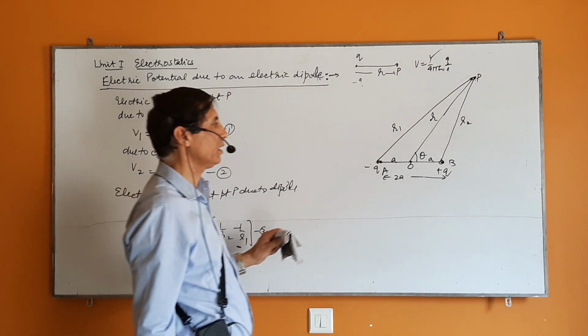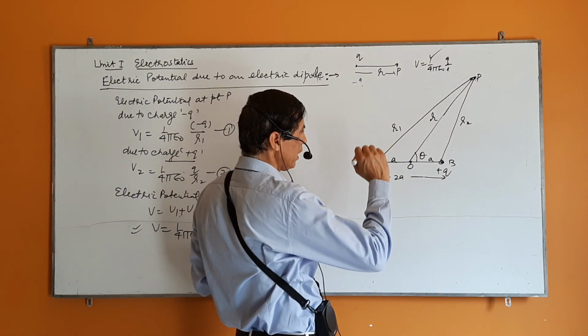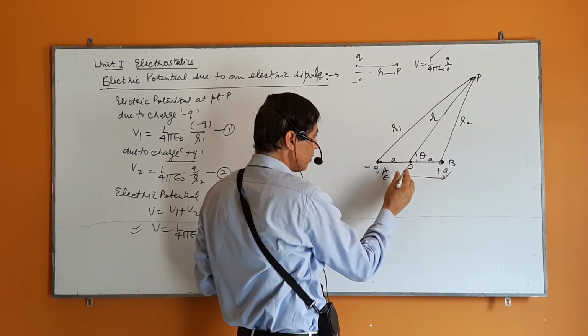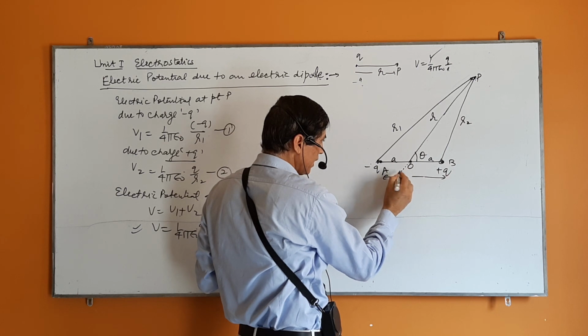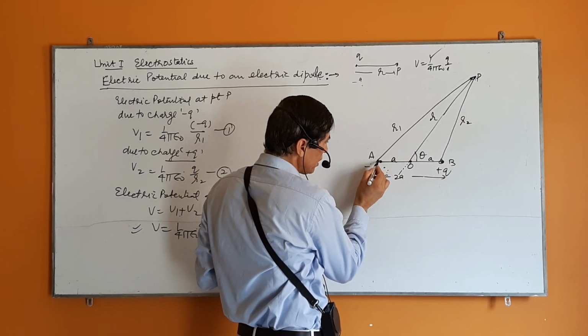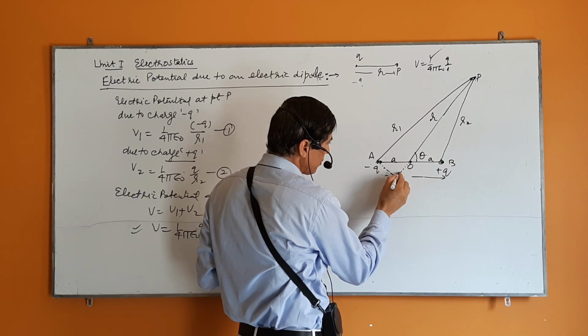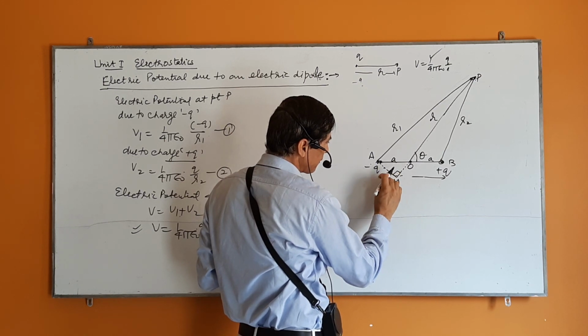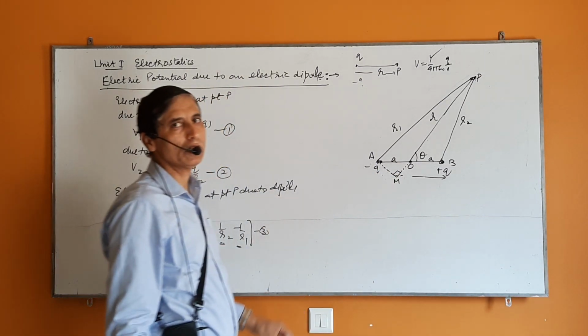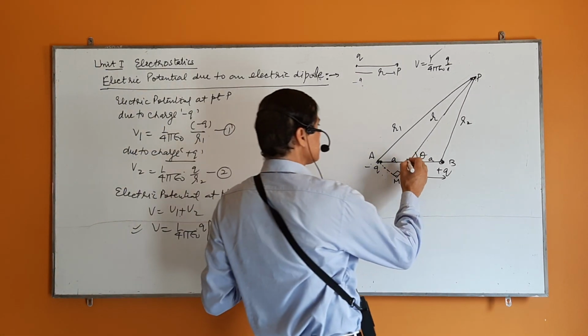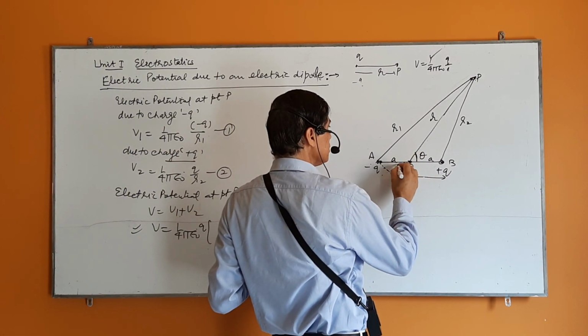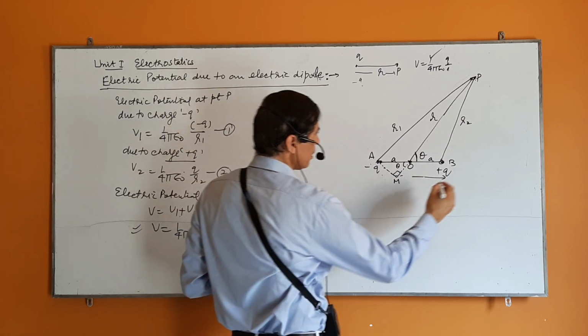Let's try to understand how to find r1 and r2 with the help of geometry. This is r1. What will we do? Let's extend this line. This point is A, and let's draw a perpendicular from here. Suppose this point is M. And what about this distance? If this angle is theta, then obviously this angle is also theta, from the figure.